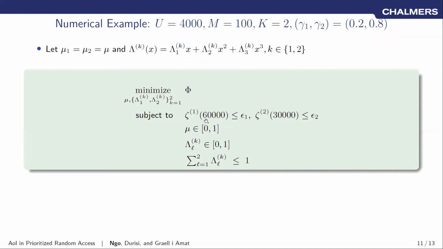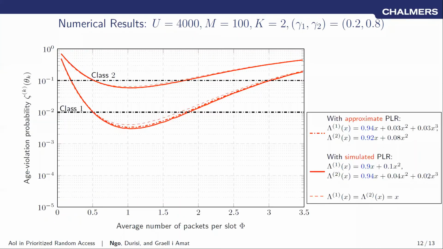So the edge threshold for the first class is 60,000 and for the second class is 30,000. We are going to use the bucket loss rate from the simulation and from the approximation that we proposed, and we are going to compare them. To solve this minimization, we use the Nelder-Mead simplex algorithm. Next, we are going to take some values of epsilon 1 and epsilon 2 and show our optimization results. First, consider epsilon 1 to be 10 to the minus 2 and epsilon 2 10 to the minus 1.